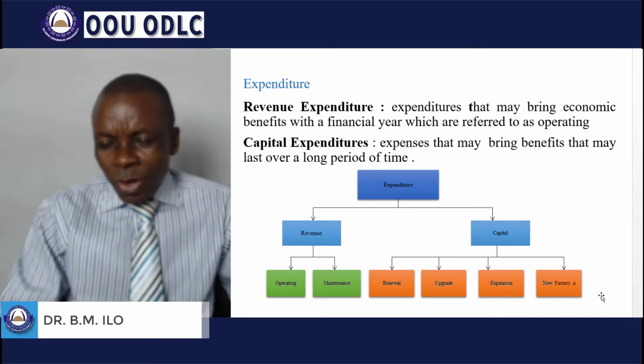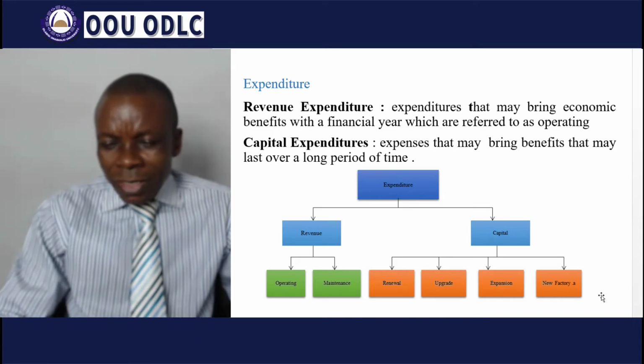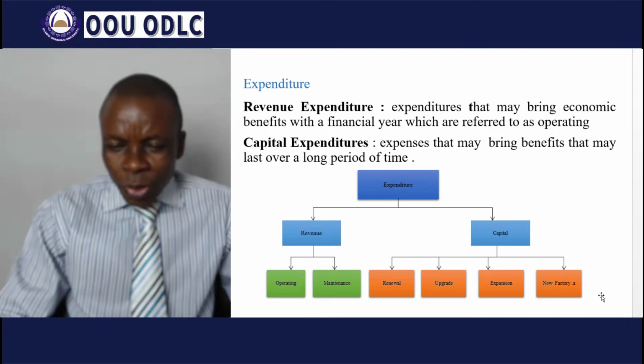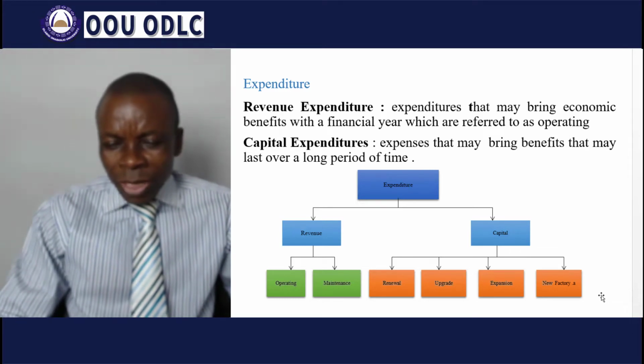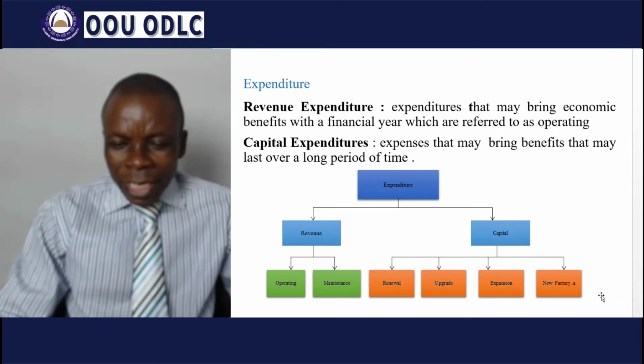Then of course, you open up a new factory. A new factory is a capital project involving a massive amount of money that you are investing because you want to do more and produce more. So all of these are broadly put together as capital expenditure.